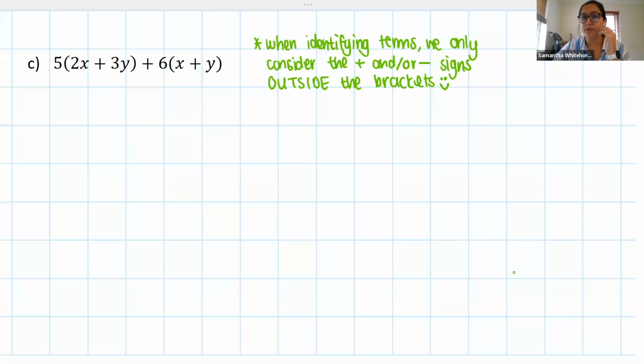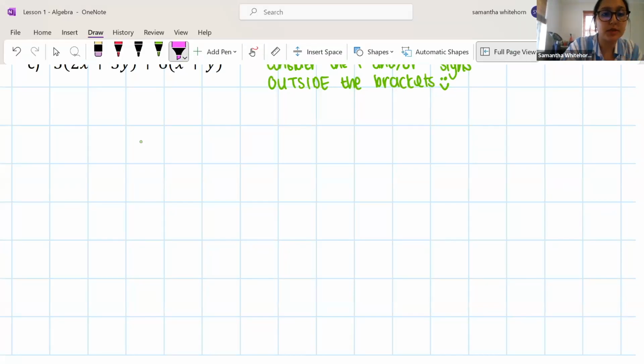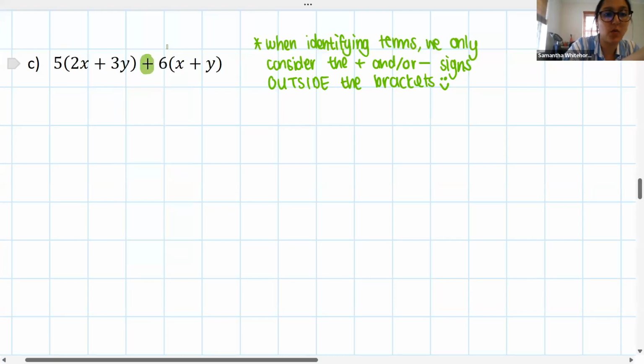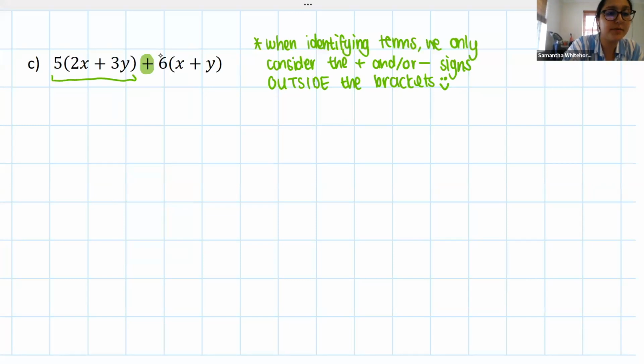Okay, guys, let's have a look. Right, so I'm going to follow the same three steps. First thing, identify my terms. Remember, when I identify my terms, I'm looking for the plus or minus signs outside my bracket. So actually, there's only one, which means I only have two terms here. This is term one, and this is term two.